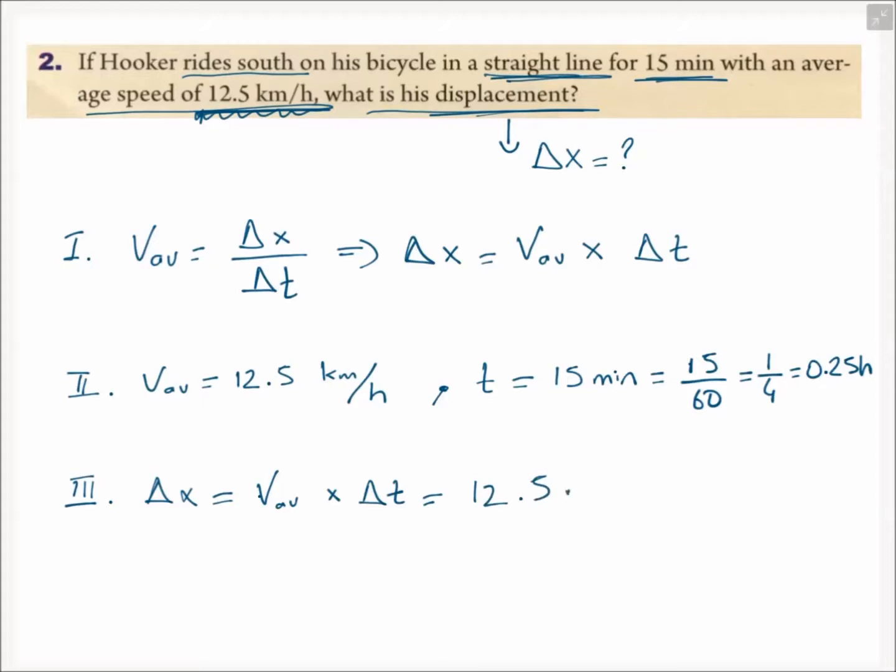12.5 kilometer per hour times delta t, which is 0.25 hour. Hour and hour cancel each other. Finally, delta x equals 3.125 kilometer.